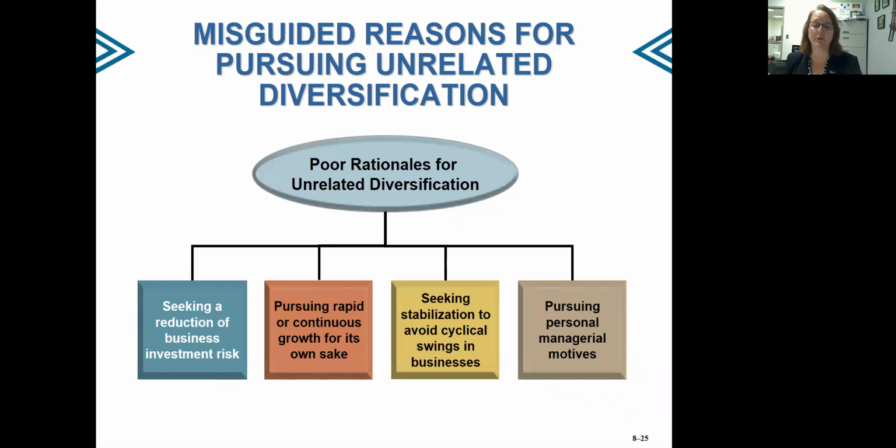You're seeking to reduce business investment risk. Anytime you're buying something that's different, there is an investment risk. Pursuing rapid or continuous growth for growth's sake only. You have to have a good reason to do it. You seek stabilization to avoid cyclical swings in businesses, so you want to buy this business because you think it's going to help you have a high profit margin year round. Or pursuing personal managerial motives.